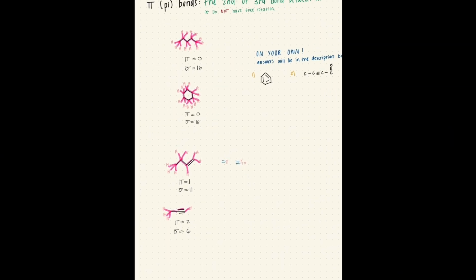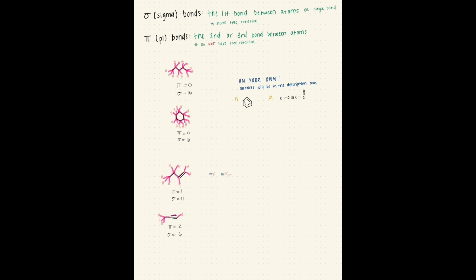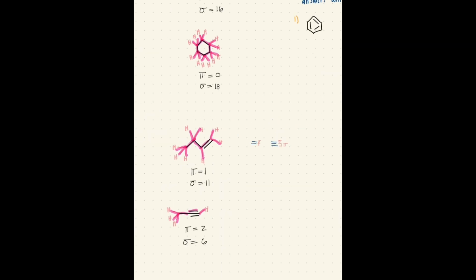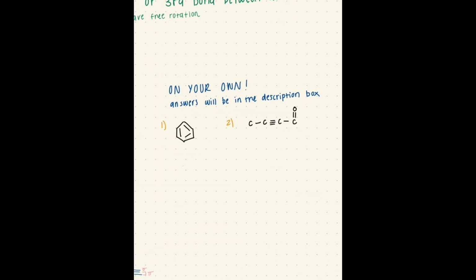So to recap, sigma bonds are the first bond between atoms or a single bond. Pi bonds are the second or third bond between atoms. And like we saw here, in a double bond, the first bond is sigma. Same like in a triple bond, the first bond is sigma. Now the second and third ones are always pi bonds. So with that in mind, go ahead and try these on your own. I'm going to post the answers in the description box.